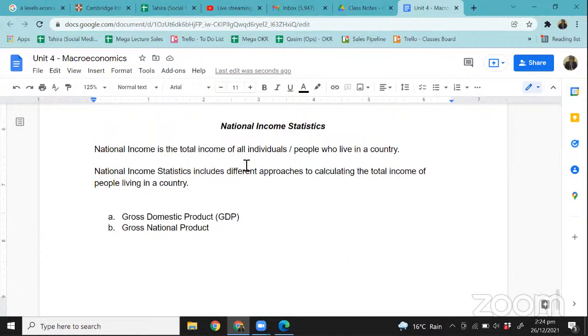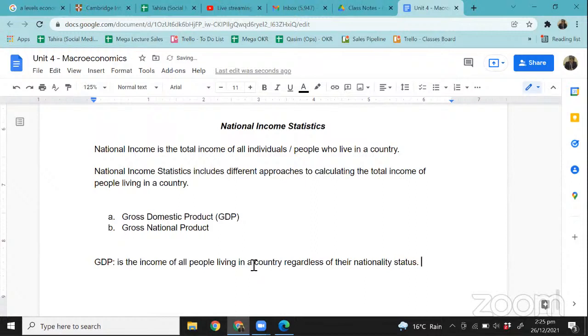Now, what are different approaches to calculate these? National income statistics includes all different approaches to calculating the total income of people living in a country, right? So the first one being gross domestic product. For short, we can use the short form, which is GDP. Gross domestic product is the income made by people living in a country, regardless of their nationality status.